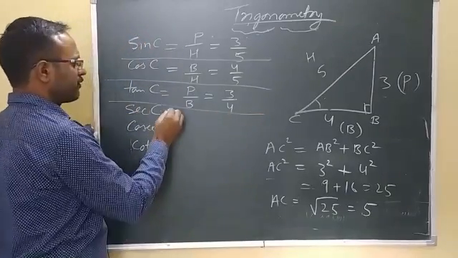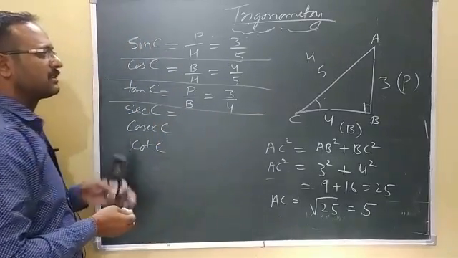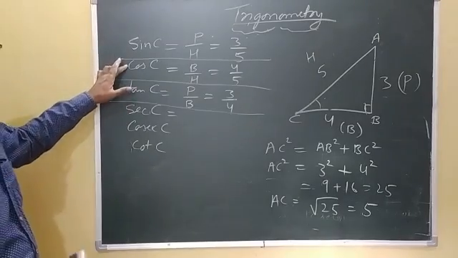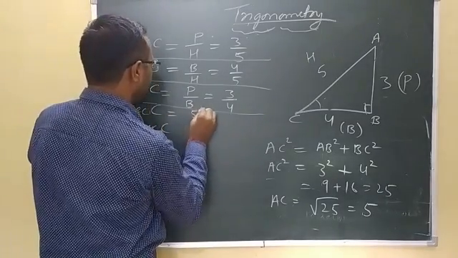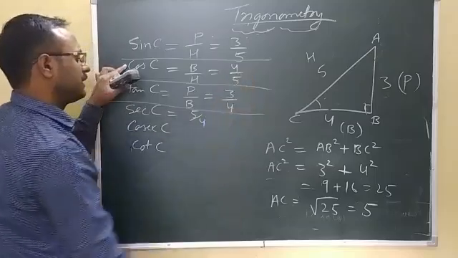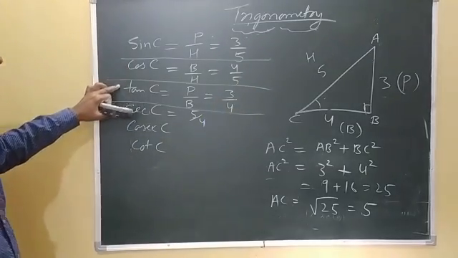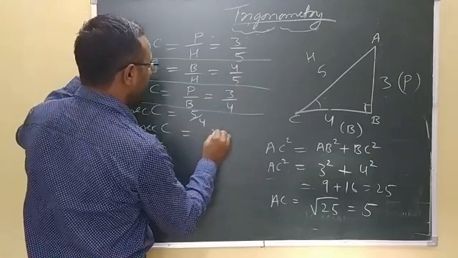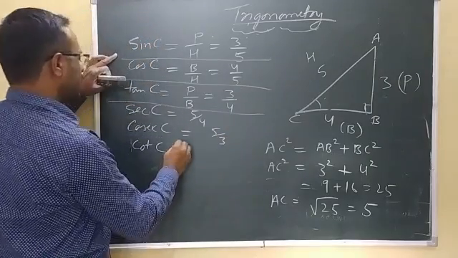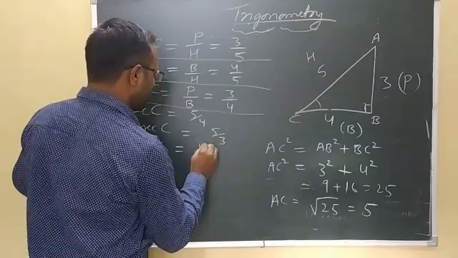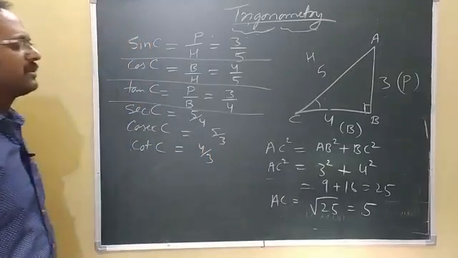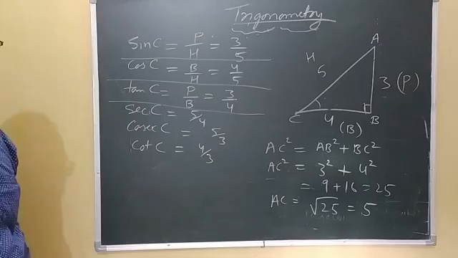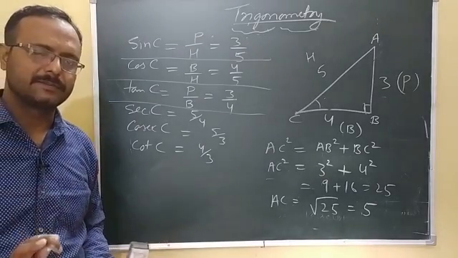So now we have to calculate sec C. Sec C is just the opposite of cos C. So we can write 5 upon 4, the inverse of this value. Cosec C is the inverse of sin C. So we can write 5 upon 3. Cot C is the inverse of tan C. So we can write 4 upon 3. In this way, you can calculate all of the trigonometric ratios very easily.